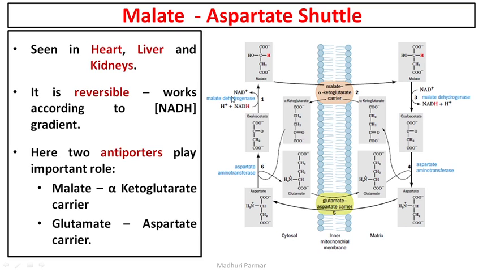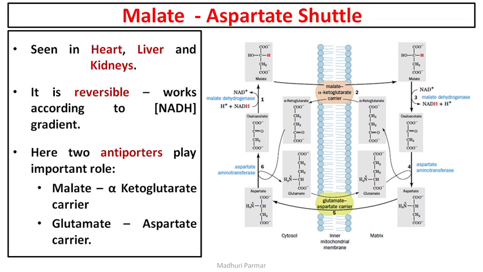Clear? So in the cytoplasm, what is this malate dehydrogenase doing? It is doing the opposite reaction. It is converting oxaloacetate into malate. And as you can see, it is utilizing that NADH. Remember, we are talking about the NADH which is produced during glycolysis. So it is present in the cytosol.